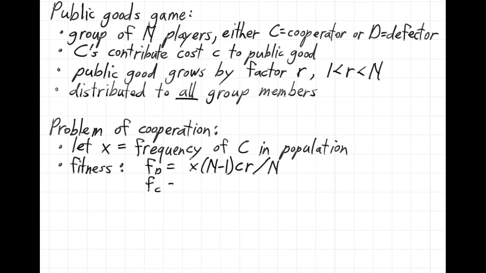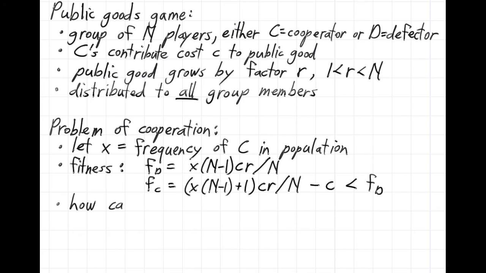What about for a cooperator? They will also see X times N minus 1 cooperators amongst their co-players, but they are also a cooperator, so they'll see one more cooperator on average. Multiply that by C to get the total contribution, multiply by R to get the growth factor, and split it amongst everybody. And don't forget that as a cooperator, I had to pay a cost C, and there we get the fitness for a cooperator. If you check the math, you'll see that that is less than the fitness of a defector. Because cooperators always get less than defectors, they will become less common in the population, and the population will converge to all defectors. And that's the essence of the problem.